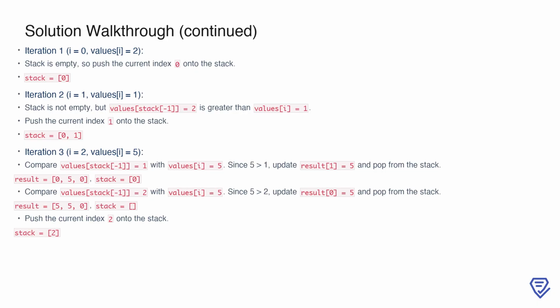In the third iteration, with index 2 and value 5, we compare it with the top of the stack, which corresponds to value 1. Since 5 is greater than 1, we update result 1 to 5 and pop the stack, leaving it as 0. We then compare 5 with the next top of the stack, which corresponds to value 2. Since 5 is also greater than 2, we update result 0 to 5 and pop the stack again, leaving it empty. Finally, we push index 2 onto the stack, resulting in 2.